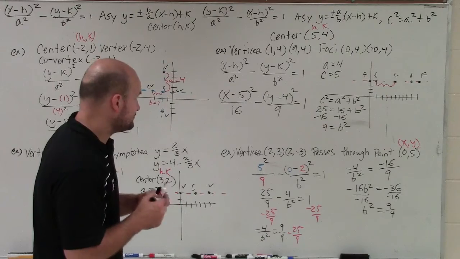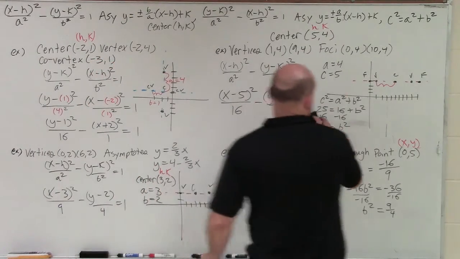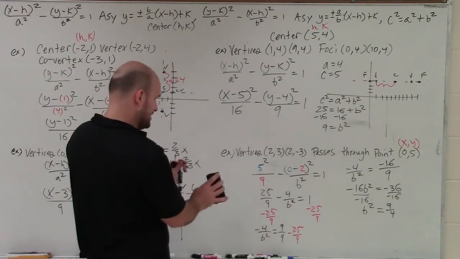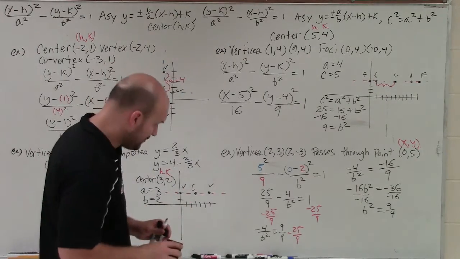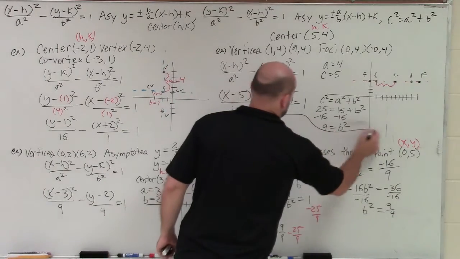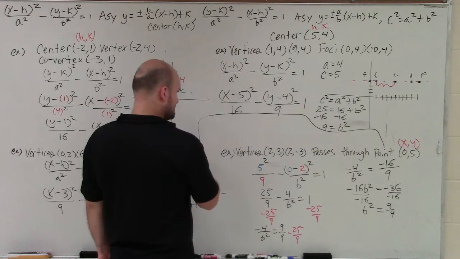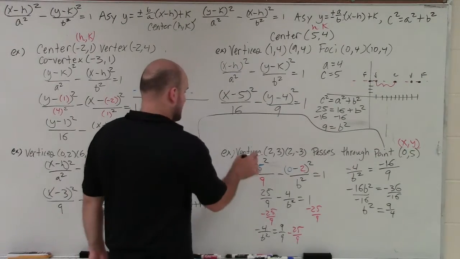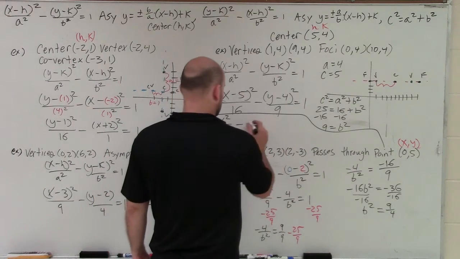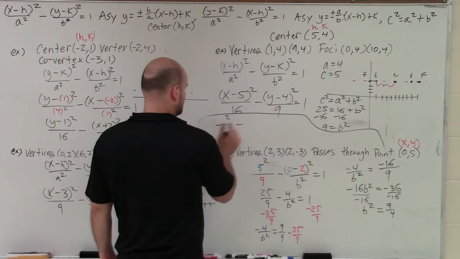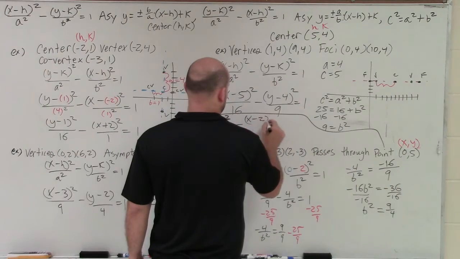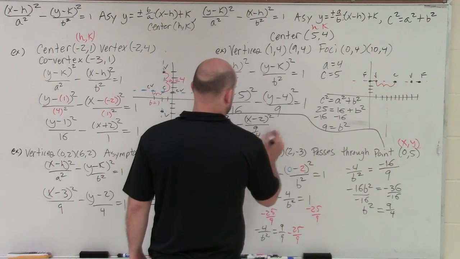Take a picture, stop it, whatever else you need right here. So now I know b squared is 9/4. So I go back to my original equation and plug in: y squared over a squared, which is 9, minus (x minus 2) squared over 9/4 equals 1.